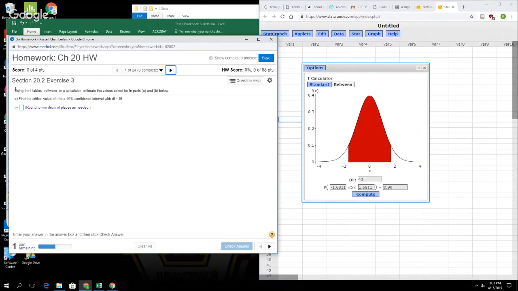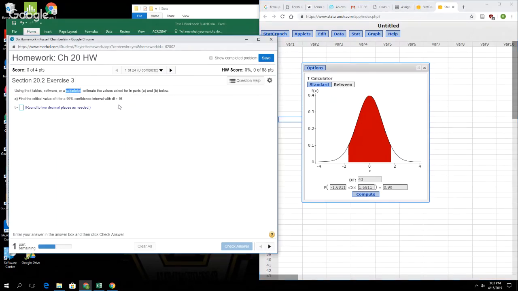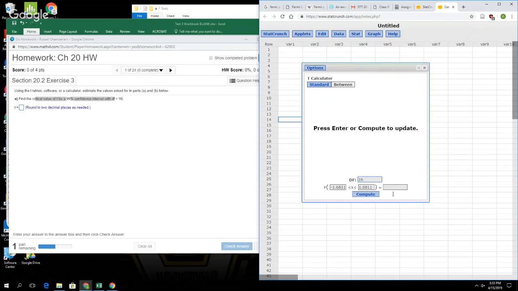All right, so what do we have here? Using t-tables. I've got a t-calculator. There are other ways to do this, but this is the way I like. I want the critical t value for a 99% confidence interval with 16 degrees of freedom. Well, df equals 16. So first, I want to click on the between version, which I'm already on.